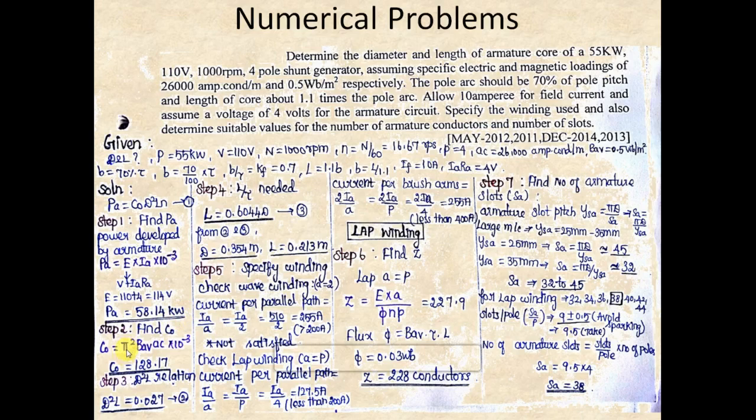Next we have to find the value of the output coefficient. All these parameters are given directly in the problem. So make suitable substitutions and determine the value of C0.